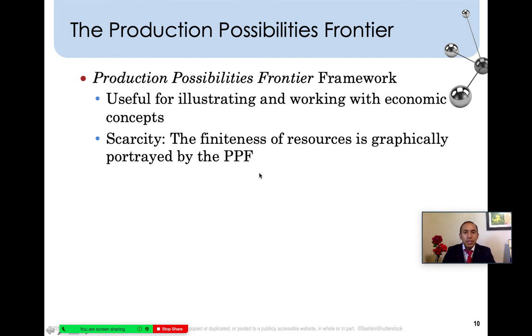The finiteness of resources can also be shown graphically in the PPF model. When we don't have enough resources, we can only produce a certain amount of goods, and that gives us our PPF boundaries. When resources increase in availability, we can produce more. And if resources are not available to produce a certain good, then we cannot produce more of that product. So the scarcity factor can be explained within the PPF model.